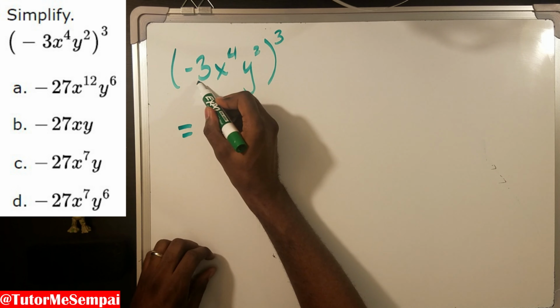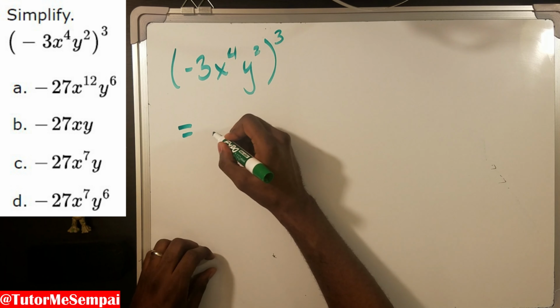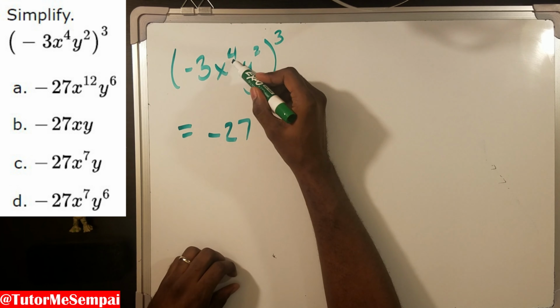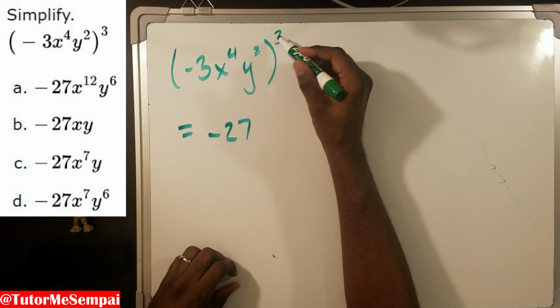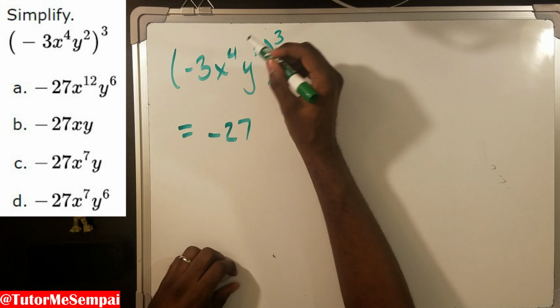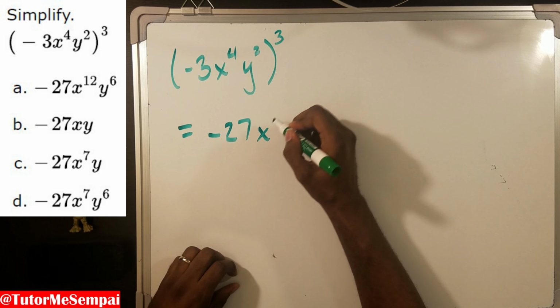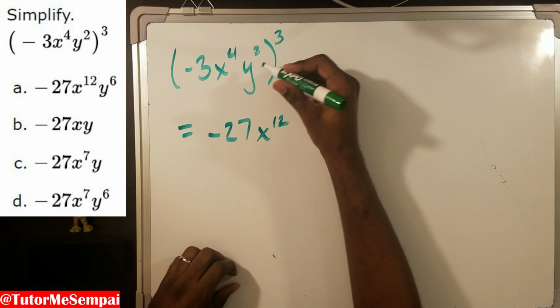So negative 3 raised to the 3rd power gives us a negative 27. X to the 4th raised to the 3rd power means that we're going to multiply these two numbers. So 4 times 3 gives us 12. So this is going to result in x to the 12th power.